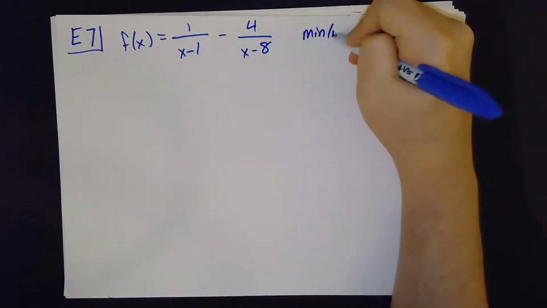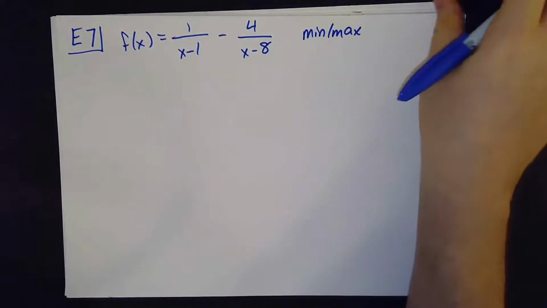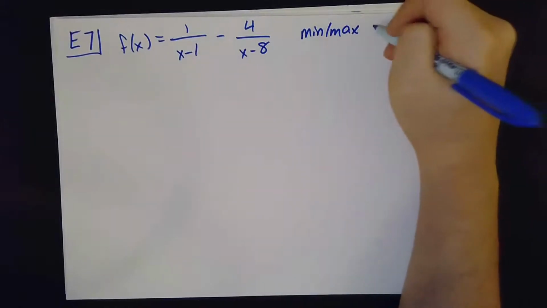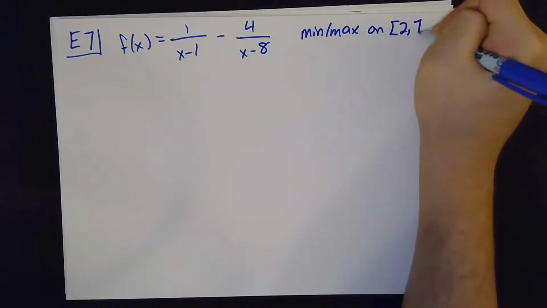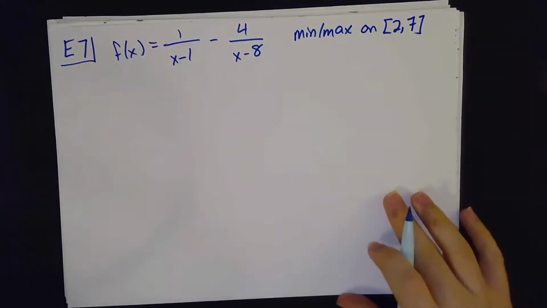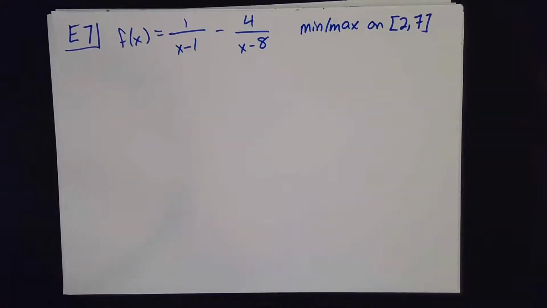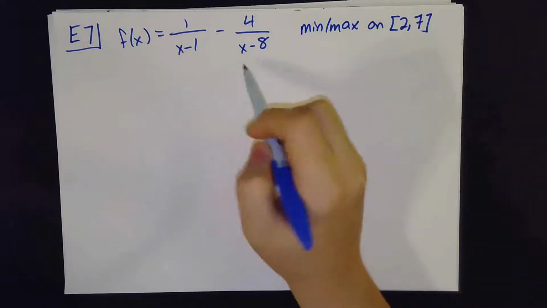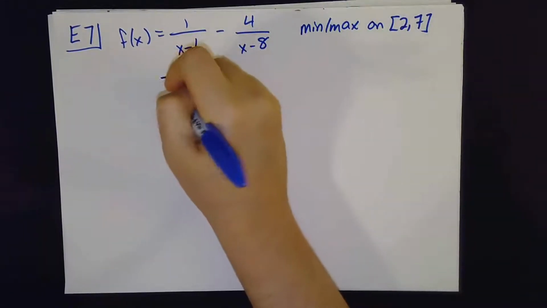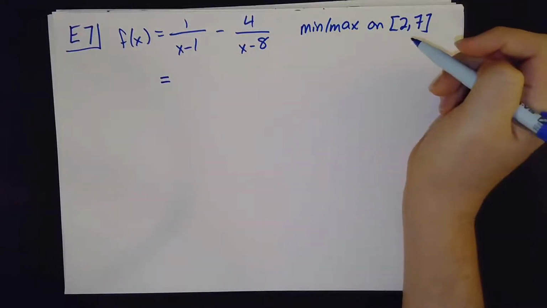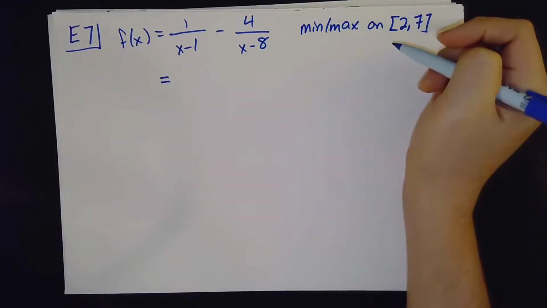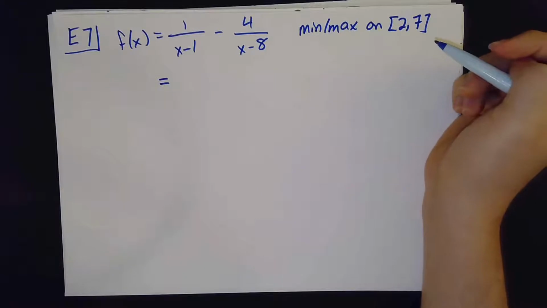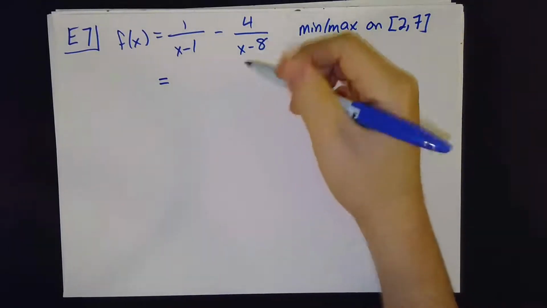We want the min and max on 2 to 7. I think the first thing we have to do here is combine these two fractions. Because I want to take the derivative, and I'm going to have an easier time taking the derivative of one fraction than of two fractions.